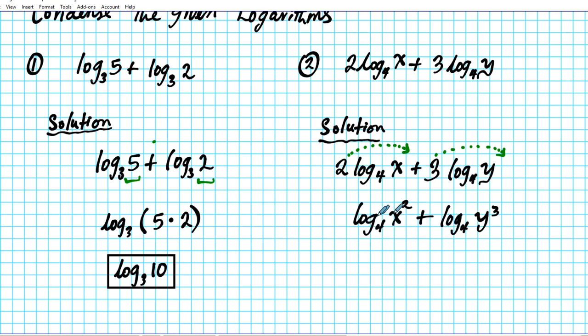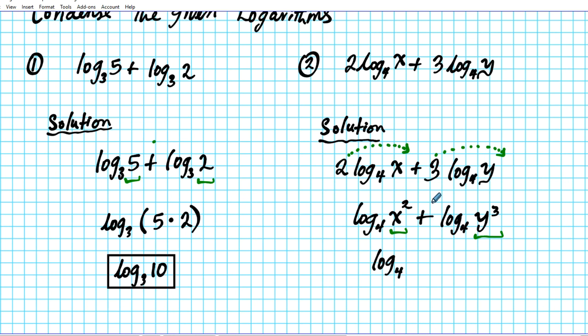Now we have a case where there are no coefficients. We have logarithms with identical bases. Now we can apply the product property. So the sum of logs is equal to the logarithm of the product of the logarithmic arguments that you're adding. So if we apply that property here, we're going to have log base 4 of, what are our logarithmic arguments in this case? Our logarithmic arguments are x squared and y to the third.